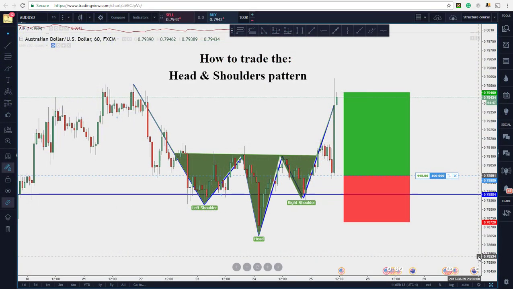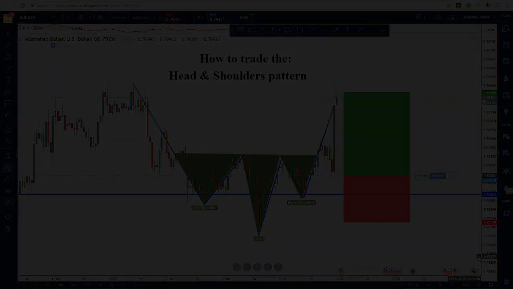If you guys want to learn more about the head and shoulders pattern, then keep it locked here through the intro and disclaimer, and I'll see you guys on the other side.